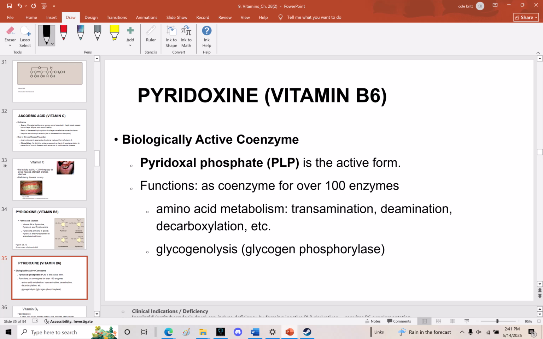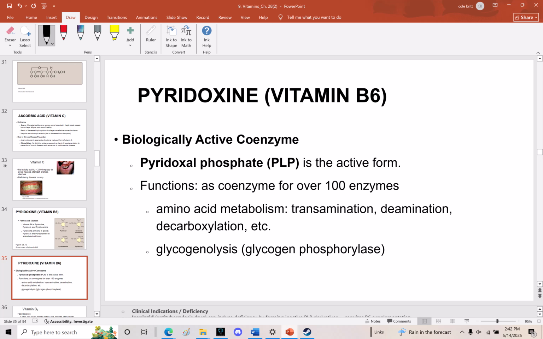This is the key takeaway: amino acid metabolism, and specifically transamination. You should definitely know this because we've talked about transamination reactions already requiring pyridoxal phosphate. But also know that it's needed for other enzymes and other energy pathways. So this one's glycogenolysis. But this one that I underlined is the most important one that I really want you to remember. And I also want you to remember 100 enzymes.